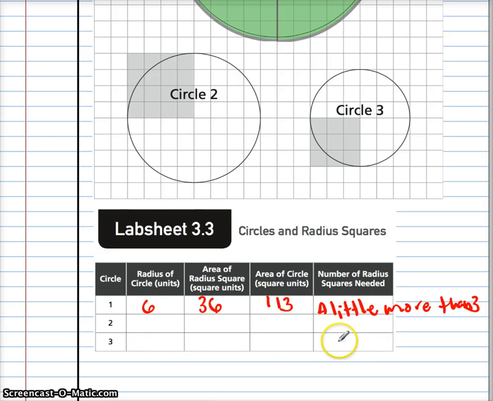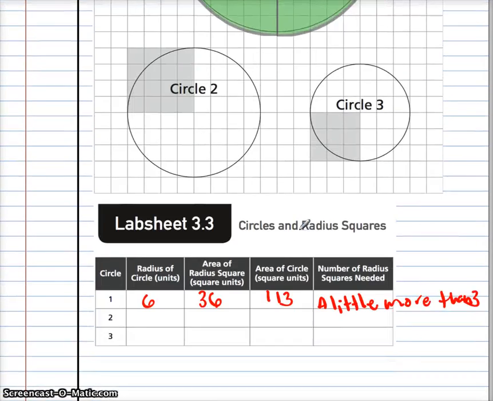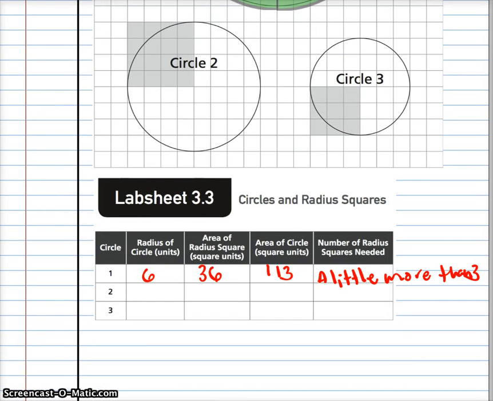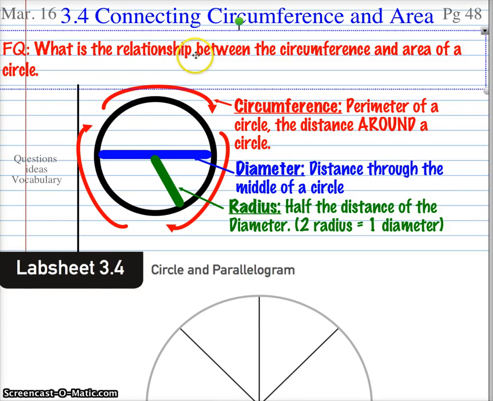We'll do these 2 sections in class, and we might even do circle 1 over again, because it's a little bit messy. Here is 3.4, connecting circumference and area. Again, you don't have to write this section. This is just a reminder of the important things that we're talking about so you don't forget what they are. Our focus question is, what is the relationship between the circumference and area of a circle?